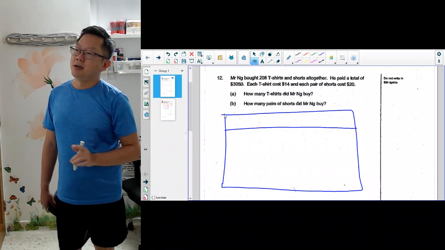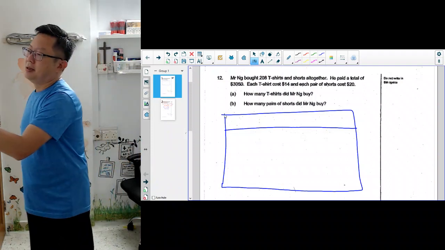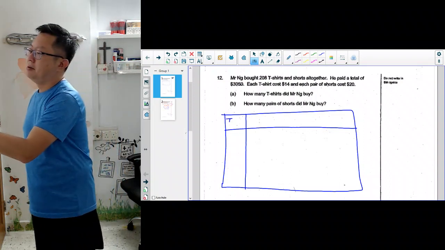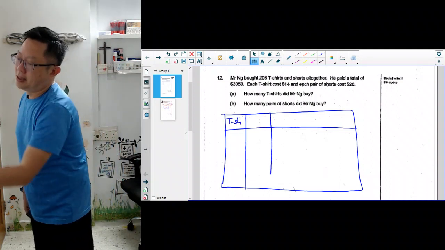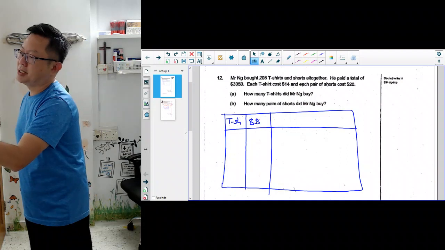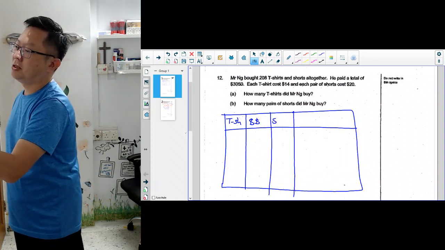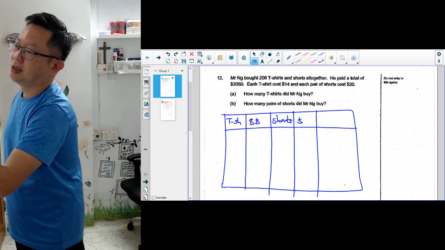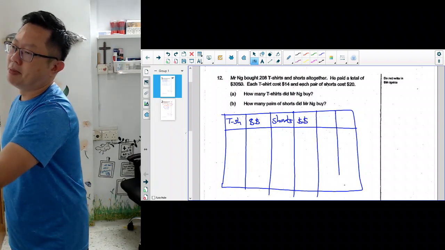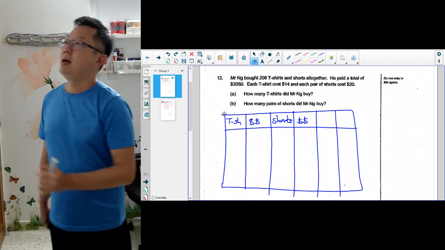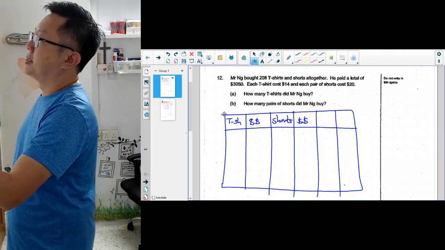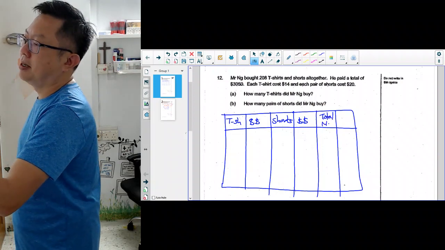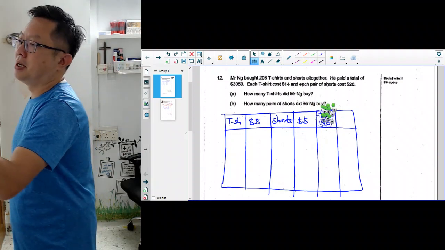Now, how do we use this method? Something similar to guess and check, you still have to label. So you label how many t-shirts, and how much is all the t-shirts, and how many shorts, and how much is all the shorts. There are 2 important columns that you must have. The first important column is your total number of clothings, which is 208.